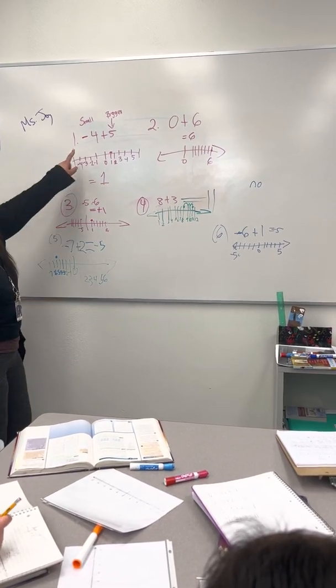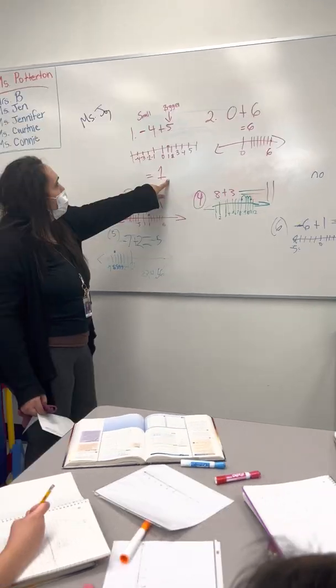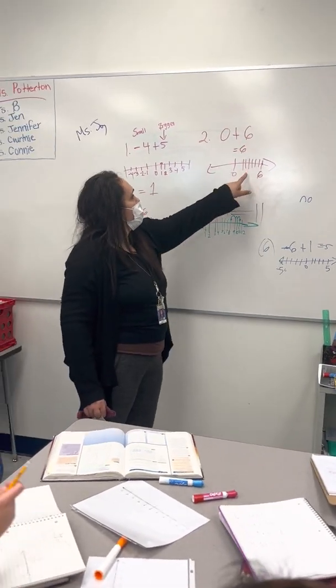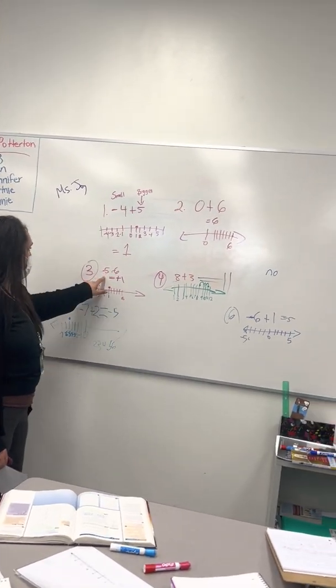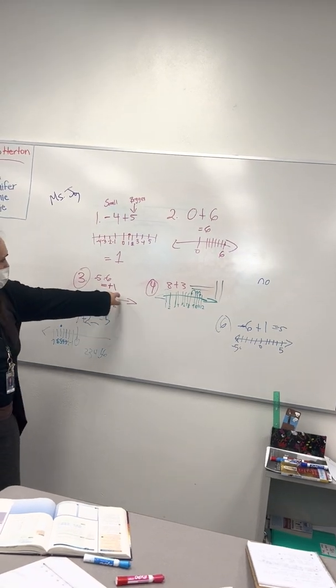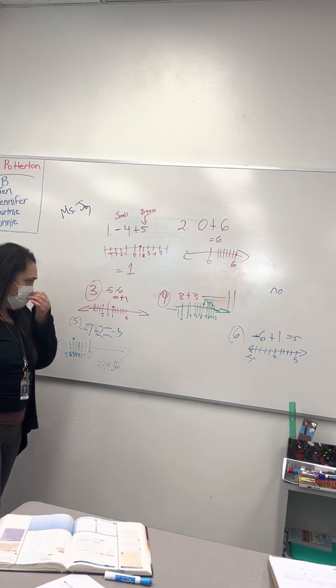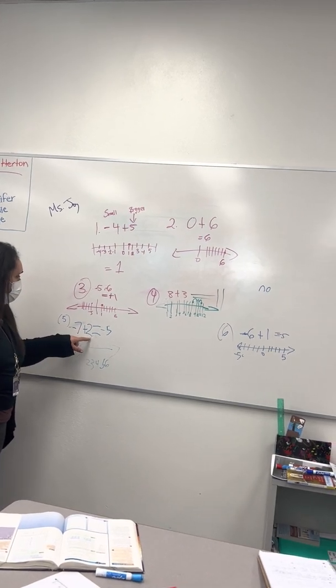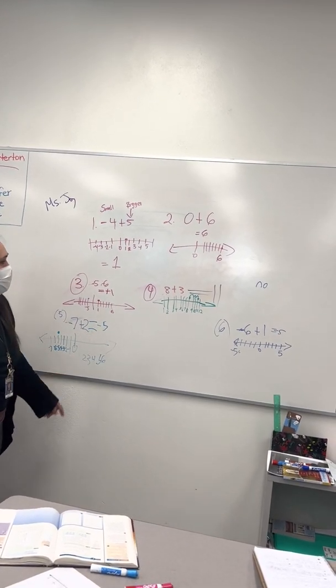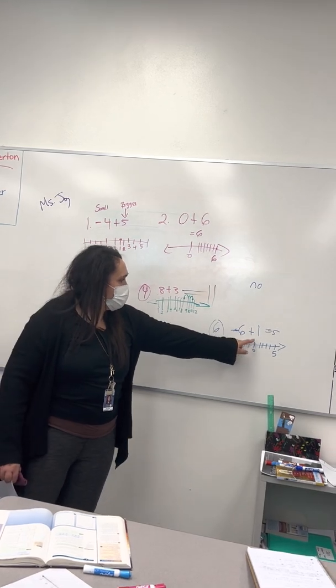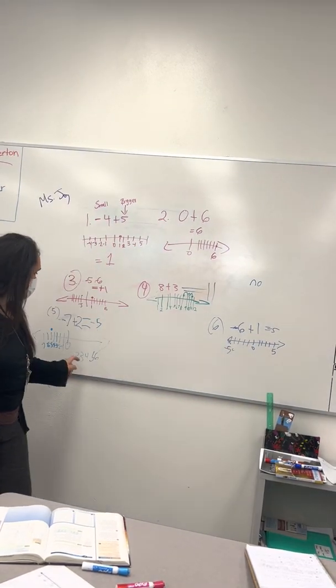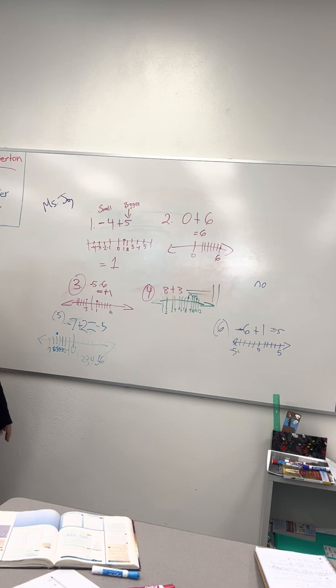-4 plus 5 is 1. They can just erase it when they're done. -5 plus 6 equals 1. 8 plus 3 equals 11. Okay. And then -7 plus 2 equals -5. And -6 plus 1 equals -5 in the graphs. Okay?